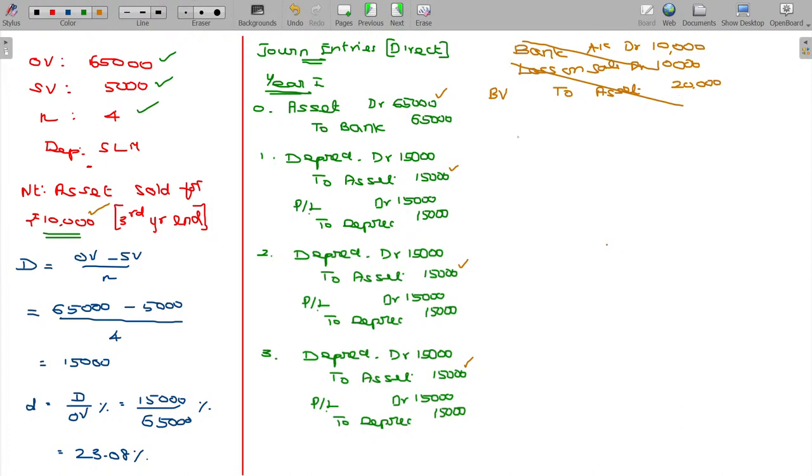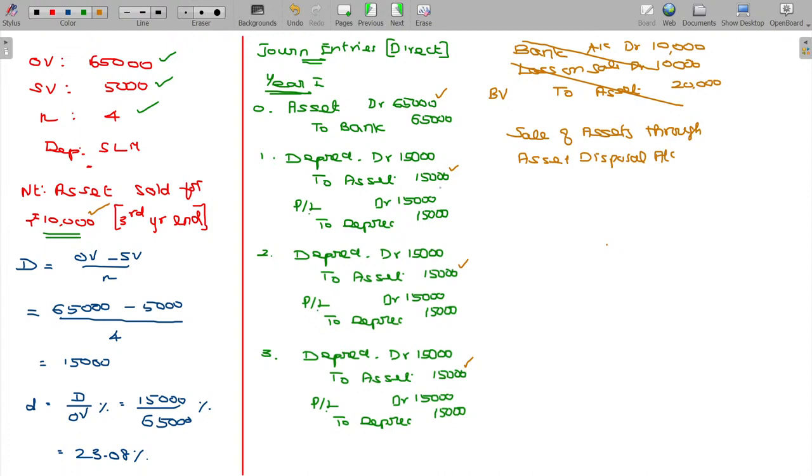How am I going to post the sale of assets through the asset disposal account? Whichever asset you are selling, first transfer that asset to asset disposal.